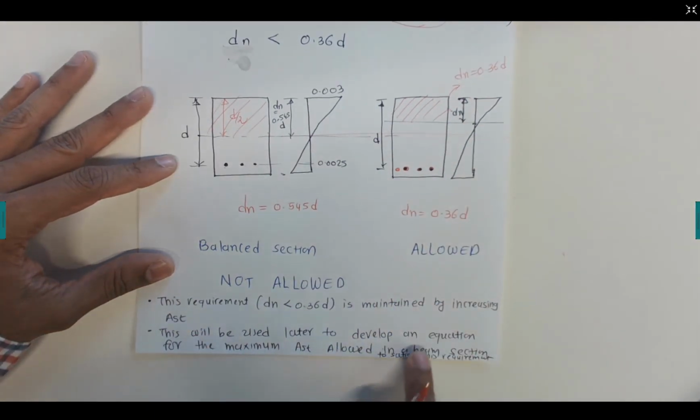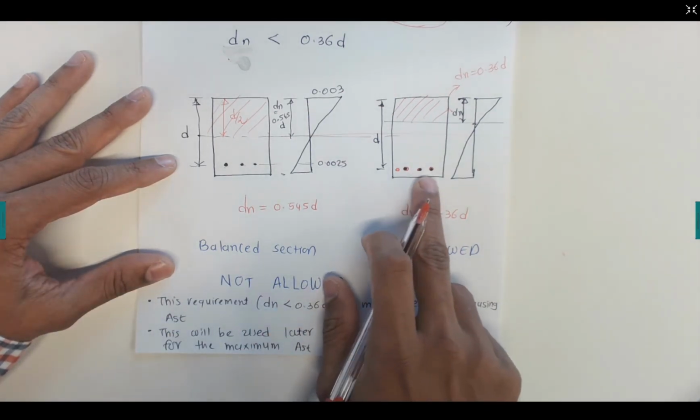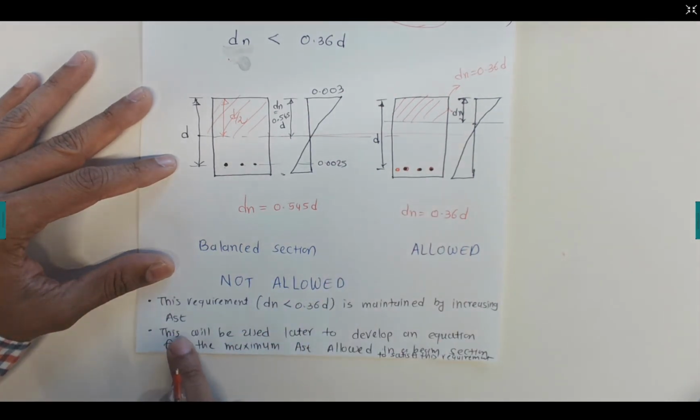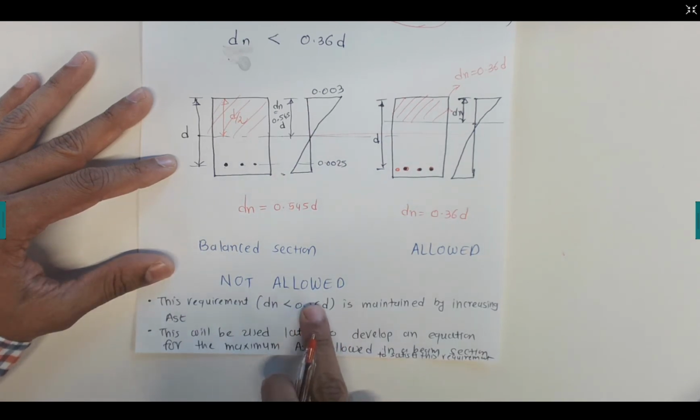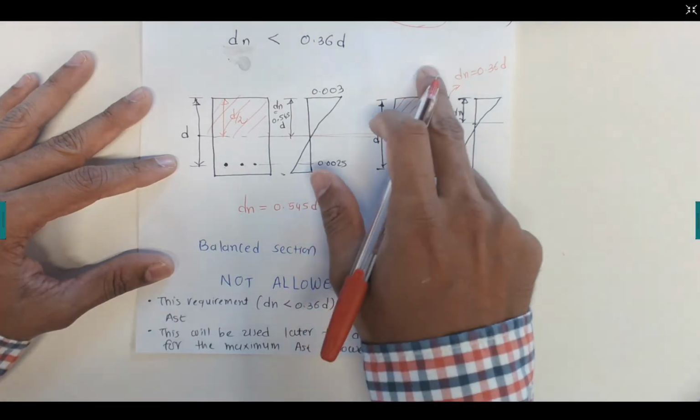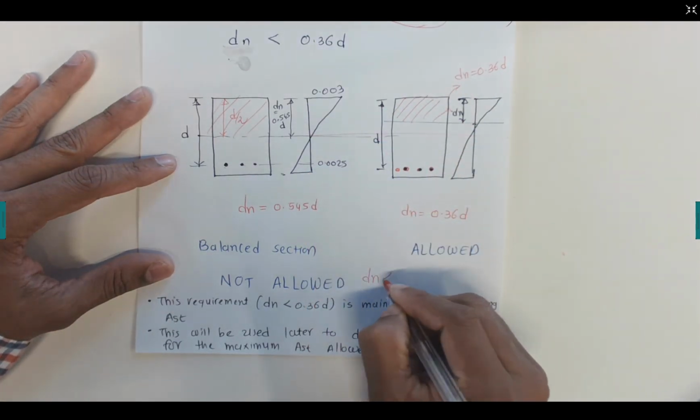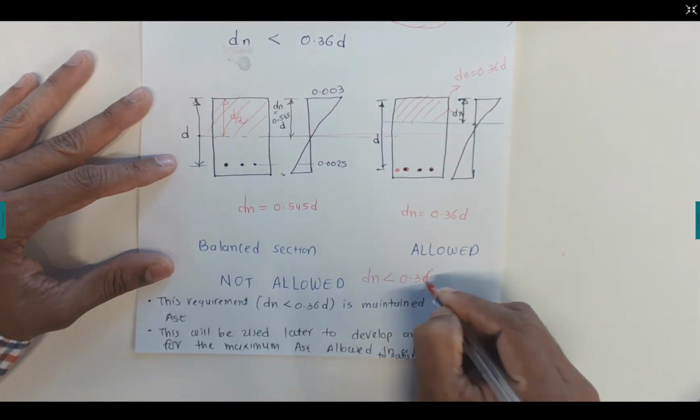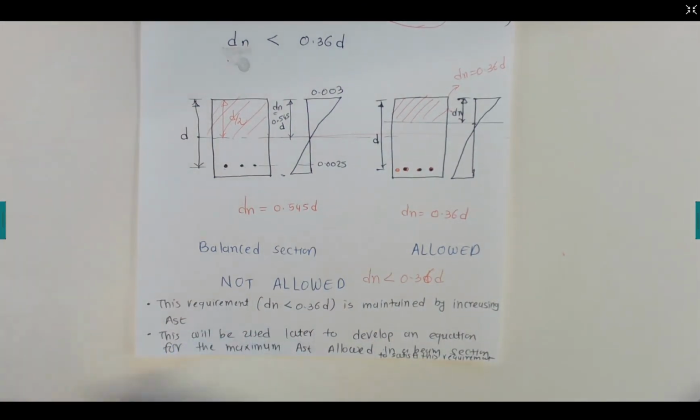Now to calculate the AST, sometimes we are asked to calculate the AST, so we need to check this condition. This will be used later to develop an equation for the maximum AST allowed in a beam section to satisfy this requirement. So when we calculate AST, we make sure that our dn value is less than 0.36 d. This is the concept of balanced section.